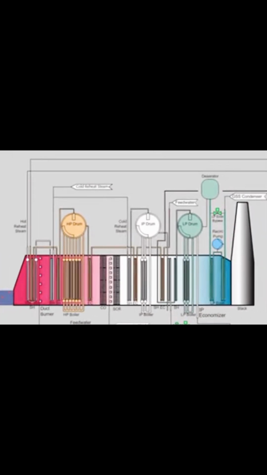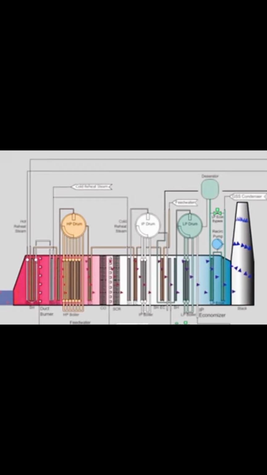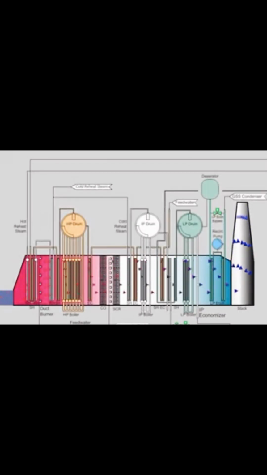Much of this energy is used to generate steam in the HRSG, located in the exhaust path of the gas turbine. Various HRSG designs are utilized by the power industry. A typical three-pressure HRSG, low pressure, intermediate pressure, and high pressure, is shown here for illustrative purposes.